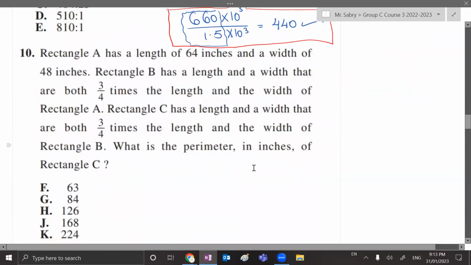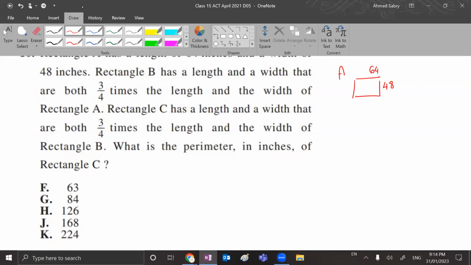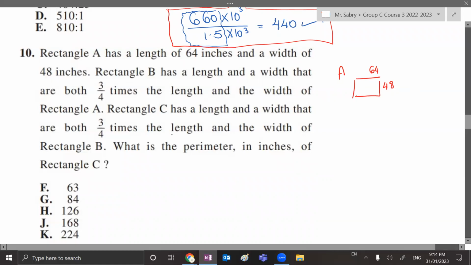Let's move finally to number 10. It says here rectangle A has a length of 64 inches and a width of 48. So I have a rectangle called A, and I have length of 64 and width of 48. And then rectangle B, that's another rectangle, has a length and width that are both 3/4 times the length and width of the rectangle. So B, the new one, has length and width that are 3/4 of the other length and width. Of course the drawing is not right because this should be much smaller. So it should be 3/4 times 64 and 3/4 times 48.